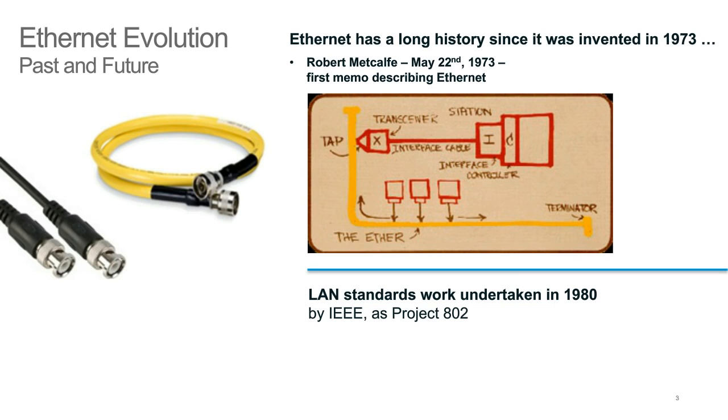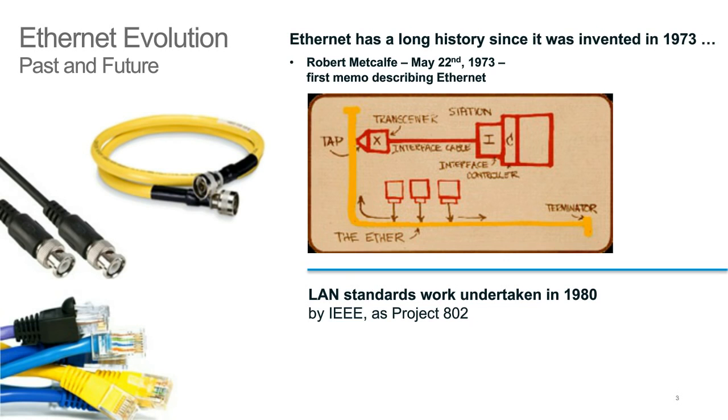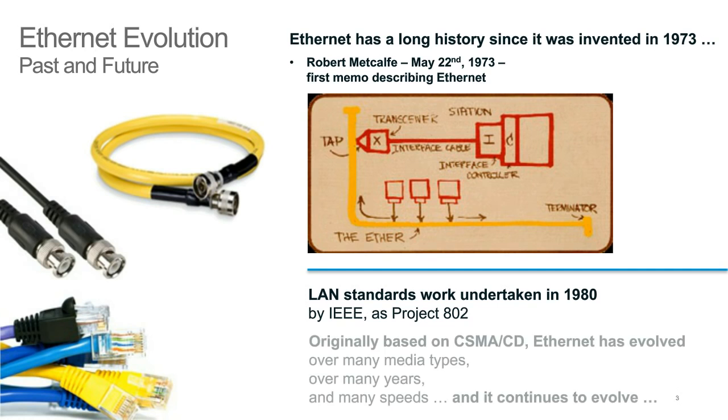Then, of course, we headed into BASE-T. And I'd argue that BASE-T is where it became possible to build a really large network really efficiently with great user experience. So originally, Ethernet was based on CSMA/CD, Carrier Sense Multiple Access with Collision Detect. But over the years, it's evolved over many types and many speeds, and it continues to evolve.